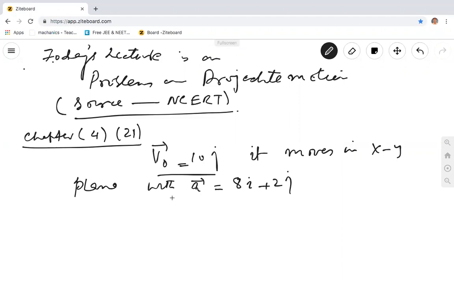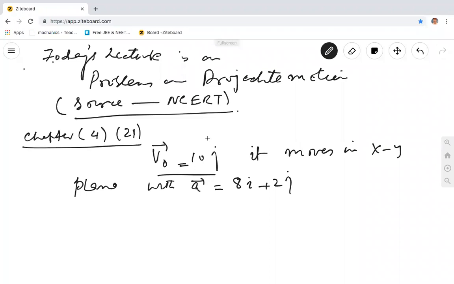This problem does not pertain directly to projectile motion, because in projectile motion we have acceleration due to gravity vertically downwards, with the value of g as 10. But here acceleration is something different. It's a planar motion, of course, but not directly a problem on projectile motion. In projectile motion, we must have the object falling under gravity. But this problem is on a planar motion. I mean, the particle moves in a plane.